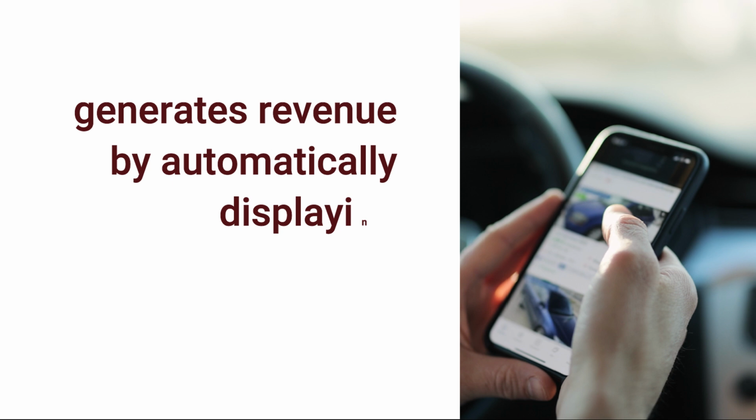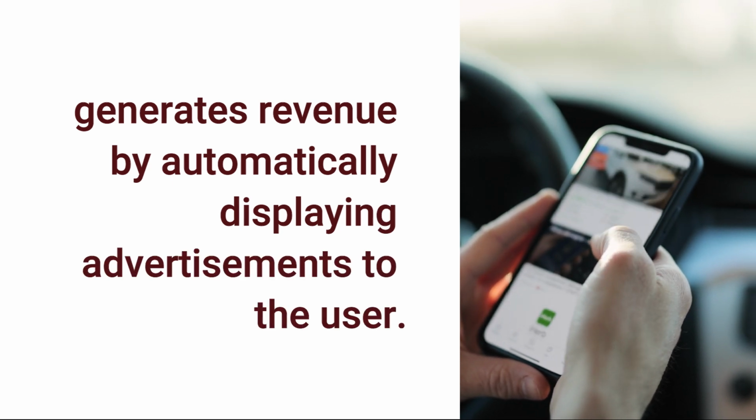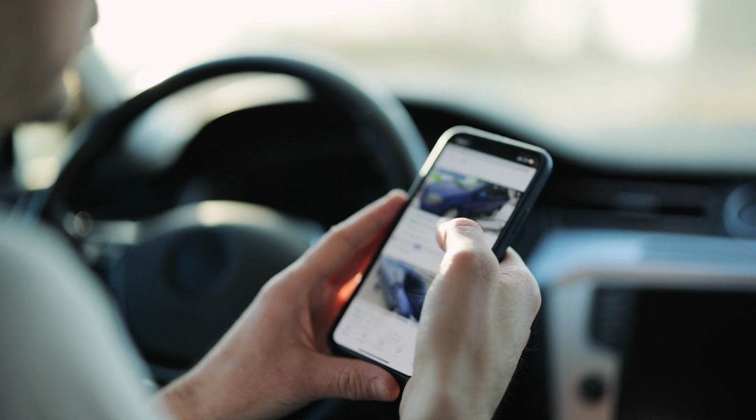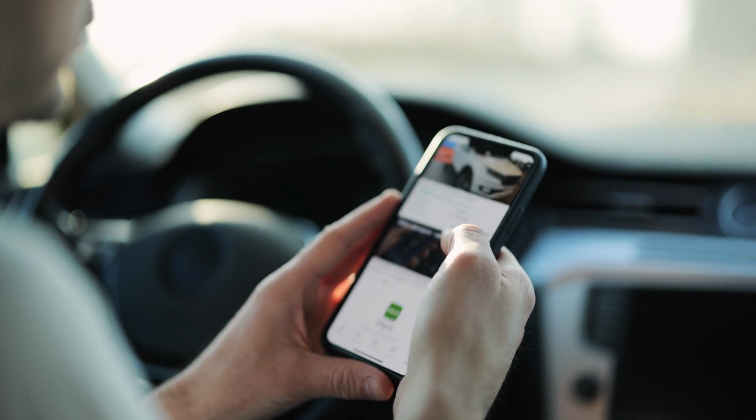Number 6. Adware. Adware generates revenue by automatically displaying advertisements to the users. For example, pop-up ads, ad-injected software, etc. How does adware operate? It is often bundled with free software and displays ads based on user activity.